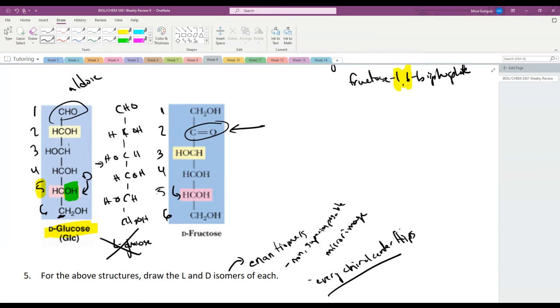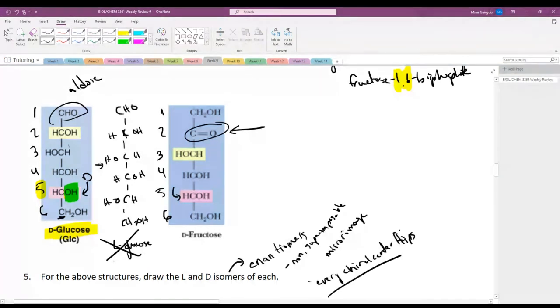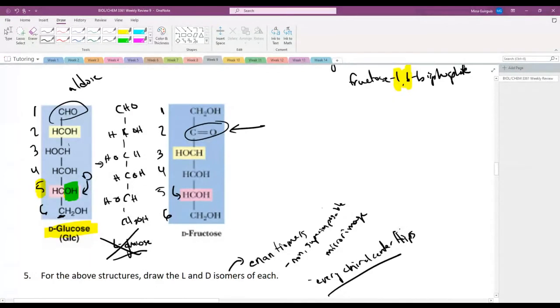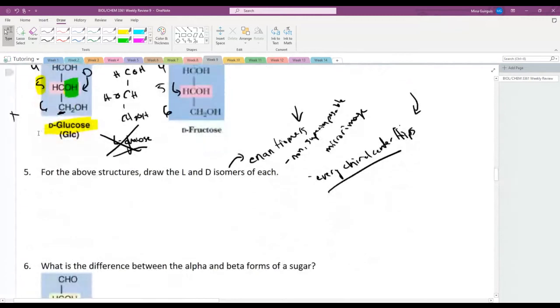But the reason that I say this is not L-glucose is because of this concept right here. It has to be an enantiomer. Since it is an enantiomer, and every chiral center will be flipping, what's going to happen is we flip. Well, hang on. We said 6 is not chiral, and 1 isn't chiral either. 2 through 5 are. Okay.